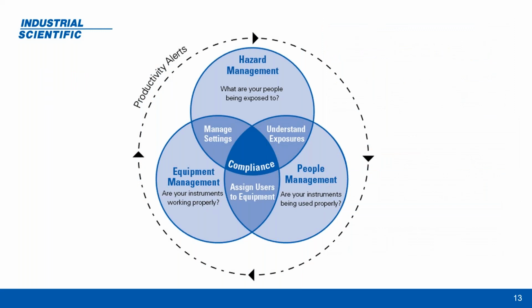I like to say that if you are going to operate a gas detection program, again, regardless of what industry you are in, there are 3 things you need to know. And you absolutely must know these 3 things. Number 1, are your instruments working properly? And that is where the equipment management piece of iNet Control comes in. It allows you to see whether your instruments are working properly, allows you to manage those instruments.